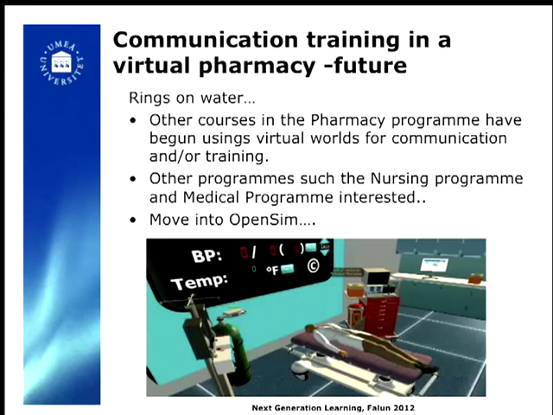There are other courses now in the pharmacy program, among others clinical pharmacy, where the students go into the hospital environment that's in Second Life to do patient rounds together with doctors and with pharmacists. And the nursing program and the medical program at UMU have also shown an interest in building a joint center in Odense.